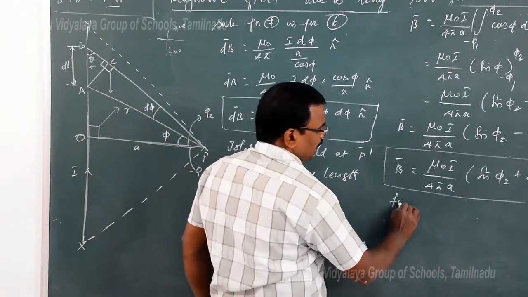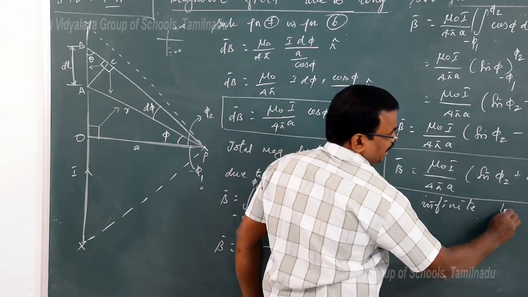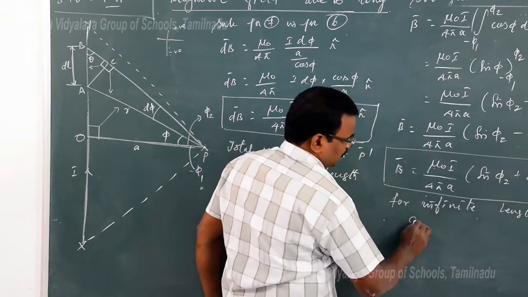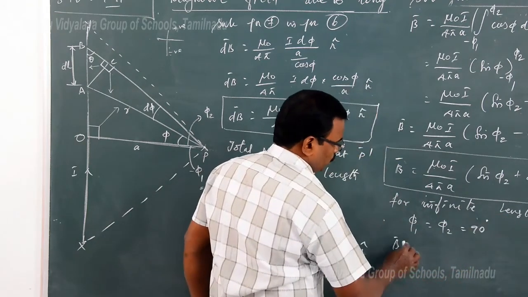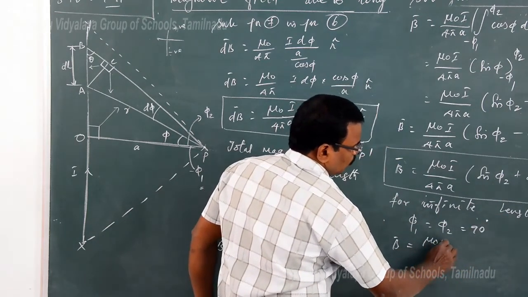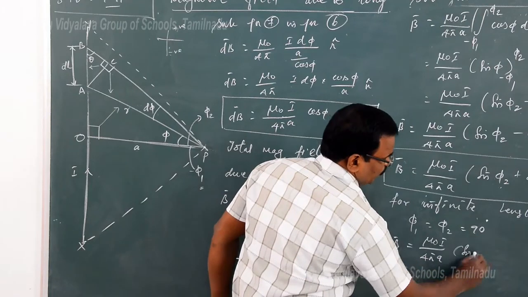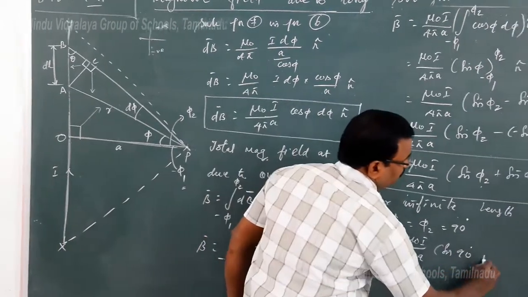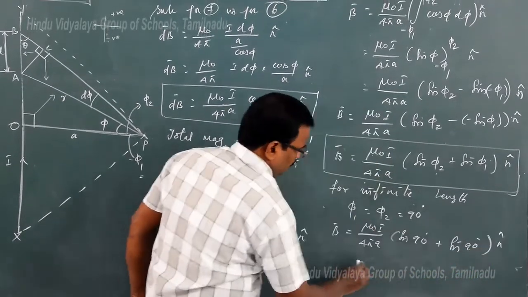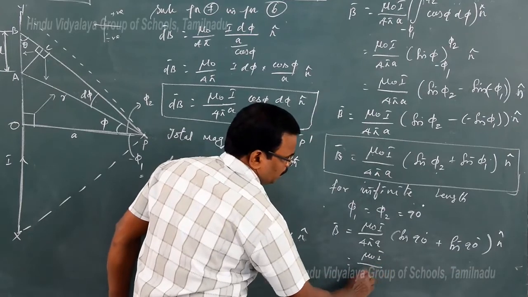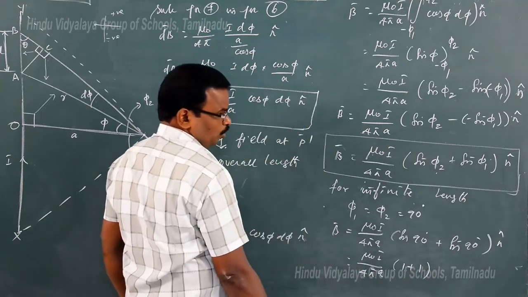Therefore, for infinite length of the conductor, what happens? Theta, phi 1 is equal to phi 2 is equal to 90 degrees. So phi 1 is equal to phi 2 is equal to 90 degrees, meaning B vector is equal to mu naught I divided by 4 pi a times sin phi 2, which is 90 degrees, plus sin phi 1, another 90 degrees, into n cap. So mu naught I divided by 4 pi a times sin 90, value 1, plus another sin 90, value 1.